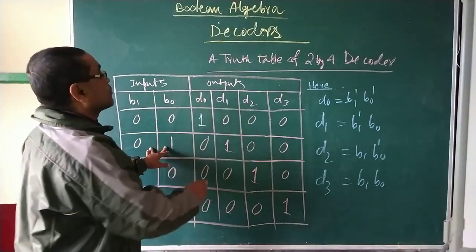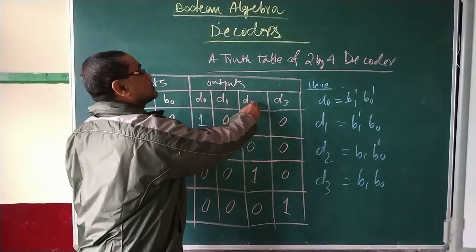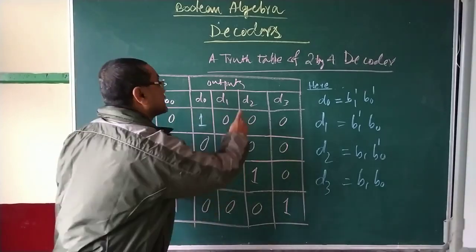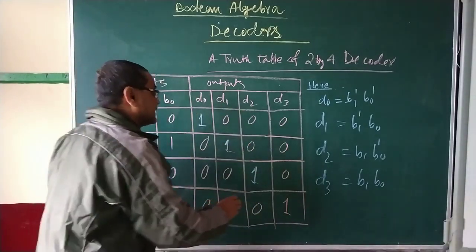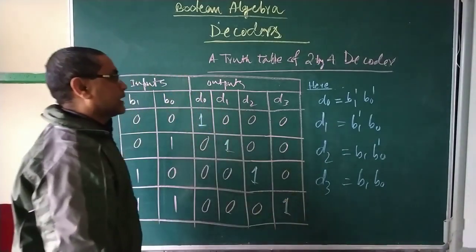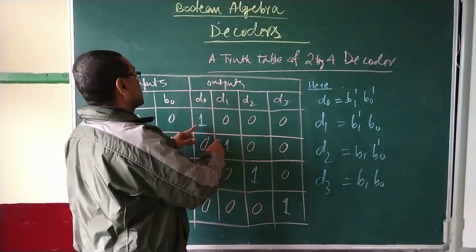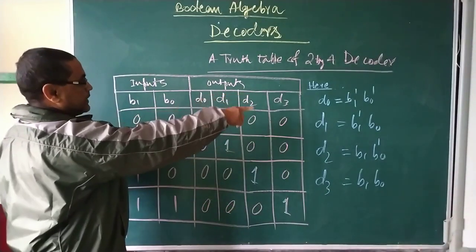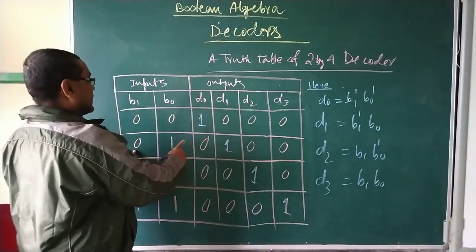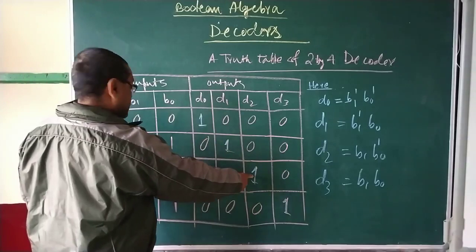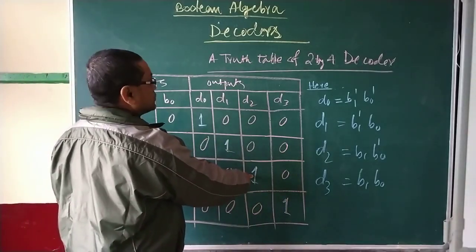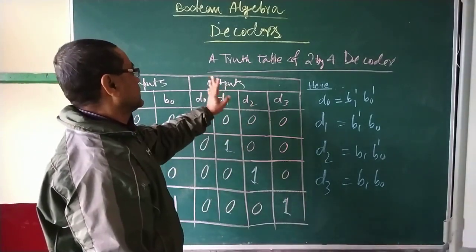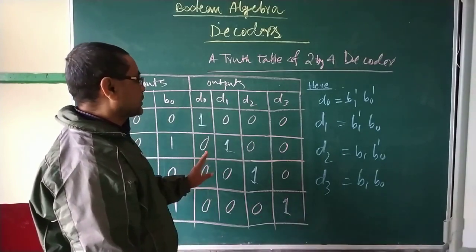Now 01 is decimal 1, so here D1 is decimal 1, then decimal 2, decimal 3, and this is decimal 0. So for decimal 1 it is a 1 here. Here it is 2, so for decimal 2 it is a 1 here, and this is 3, and for decimal 3 it is a 1 here. Now from here what are we getting? D0 signifies B1 complement and B0 complement. Then D1 is B1 complement and B0. Here D2 is B1 and B0 complement, and here D3, both are without complement, B1 and B0. So this is the truth table for the 2x4 decoder.